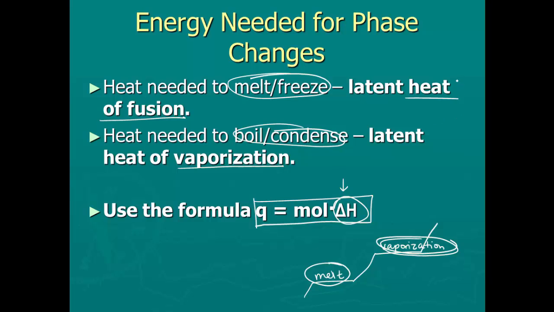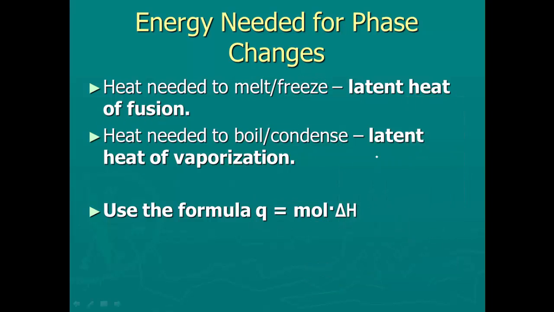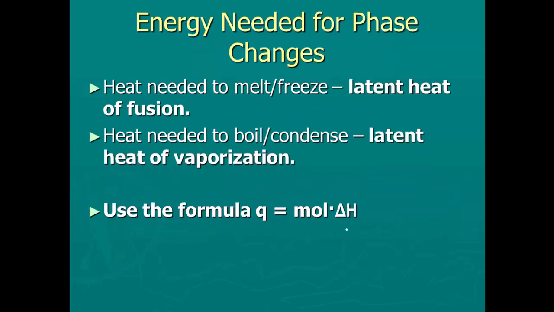So for this one, the units are fairly easy to understand. If we look at what the values actually are for the heat of fusion and the heat of vaporization, it's kilojoules per mole. So let's think about the heat of fusion, 6.01 kilojoules per mole. The unit is kilojoules per mole. Moles, guess what unit that is? Moles. And we have moles multiplied by kilojoules per mole. So the moles cancel out, and therefore our Q when we solve for it is kilojoules.